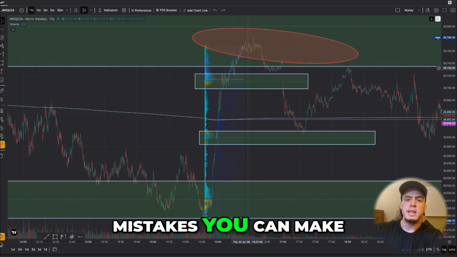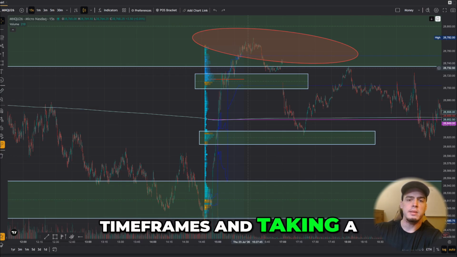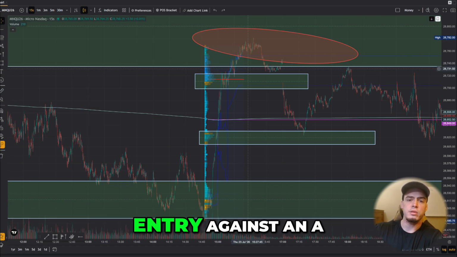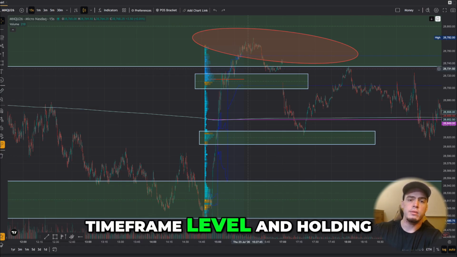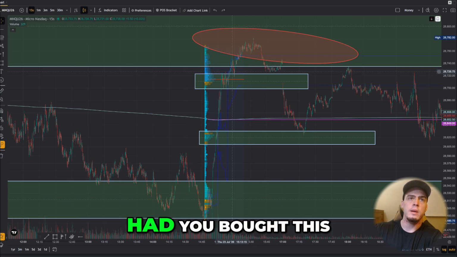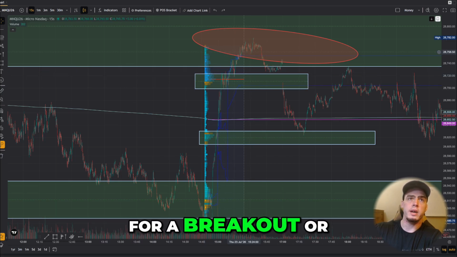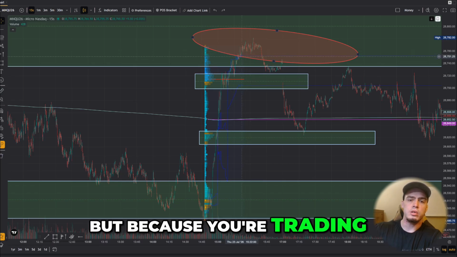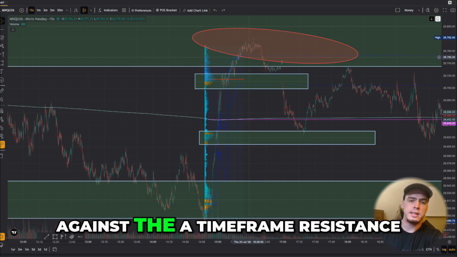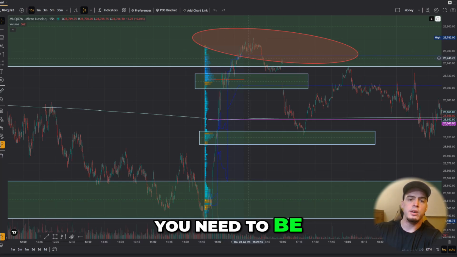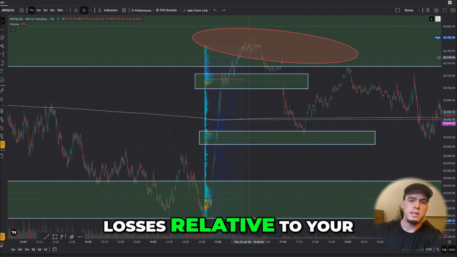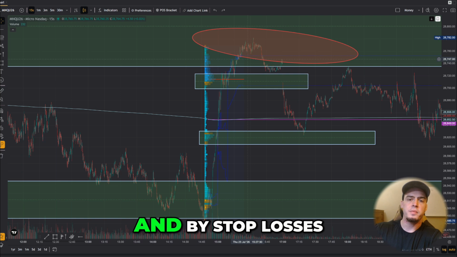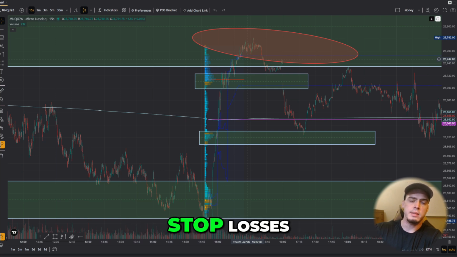One of the biggest mistakes you can make is mixing up your time frames and taking a really good B time frame entry against an A time frame level and holding on to it too long. Had you bought this for a breakout or a continuation of the trend rather, it was a good entry. But because you're trading up here against the A time frame resistance, you need to be taking your profits. So set your profit targets and your stop losses relative to your B time frame. And by stop losses, we also have time stop losses.